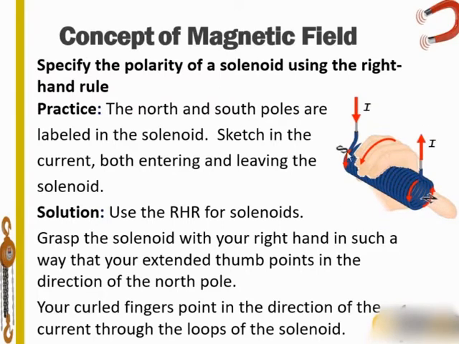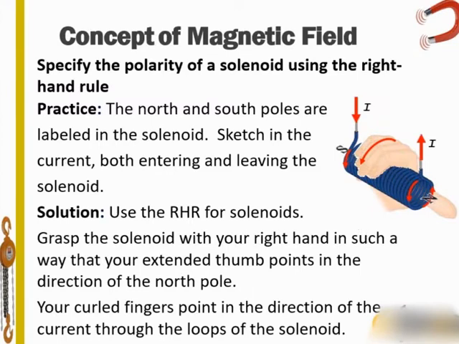So you can see from the diagram that this point here represents the input for the current I, and you can see that the other end represents the output for the current I, and you would only have been able to do that really using the right-hand rule for the solenoid.